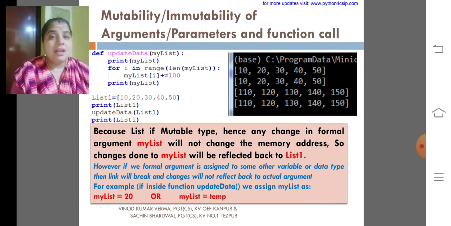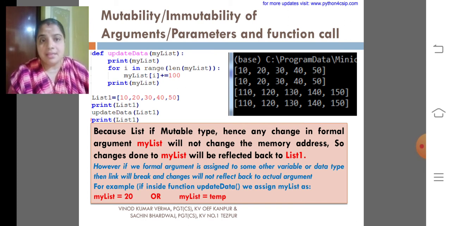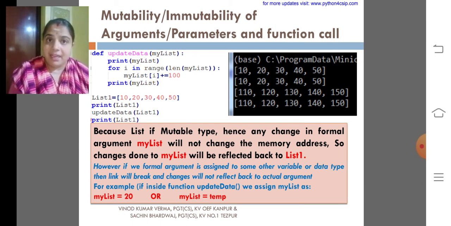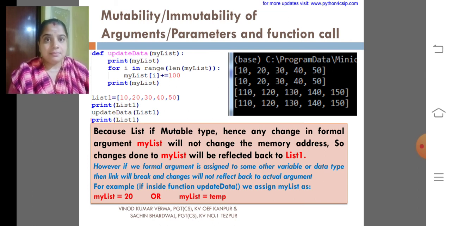My dear children, it will return to the calling statement. After the call, again we are trying to print the list. So what is happening there? The memory will not be changed. That is, myList will not change the memory address. So the changes done to myList will be reflected back to list 1. My dear children, whatever changes we have done with formal arguments will affect the actual arguments. So that is the effectiveness of mutable types of data.